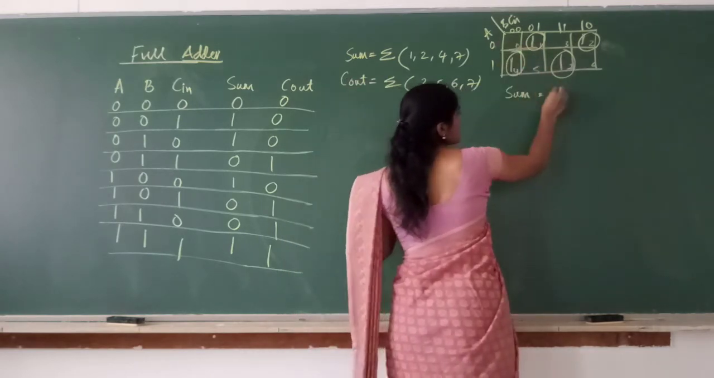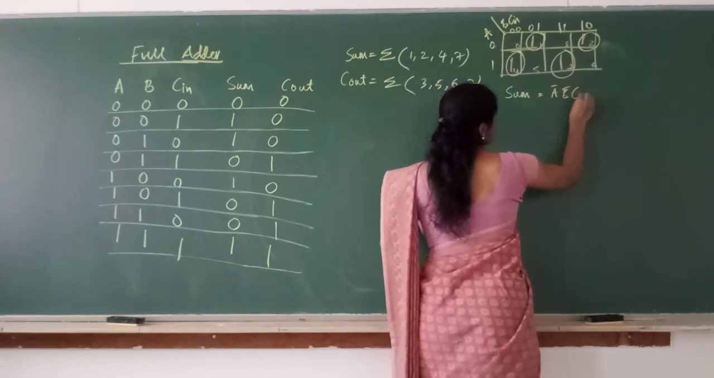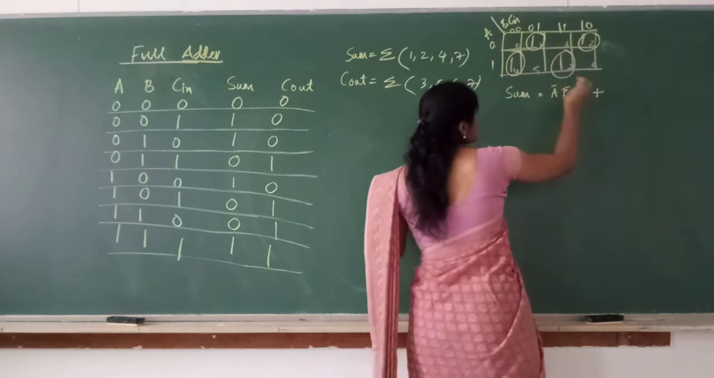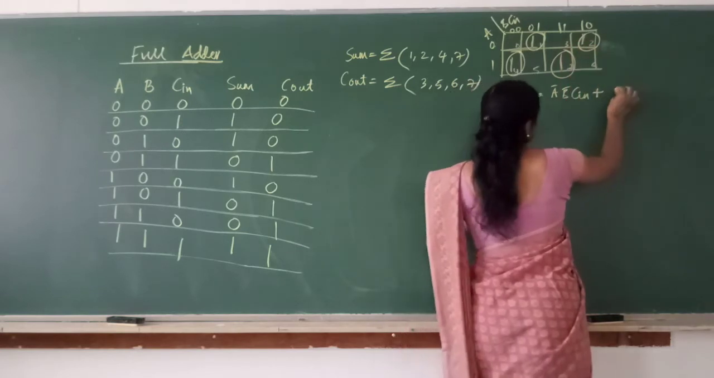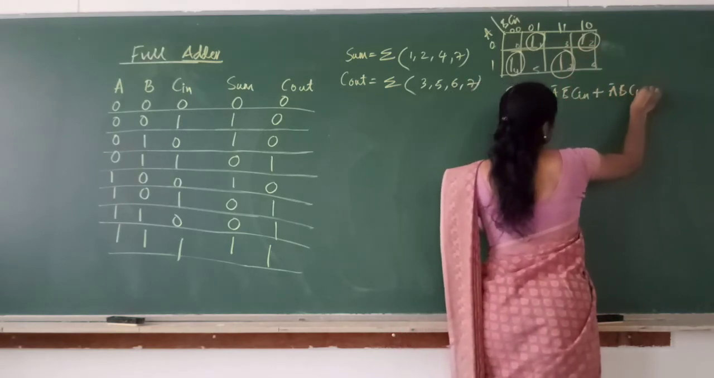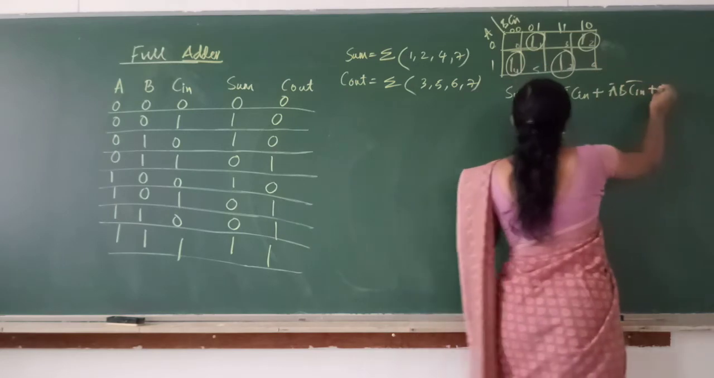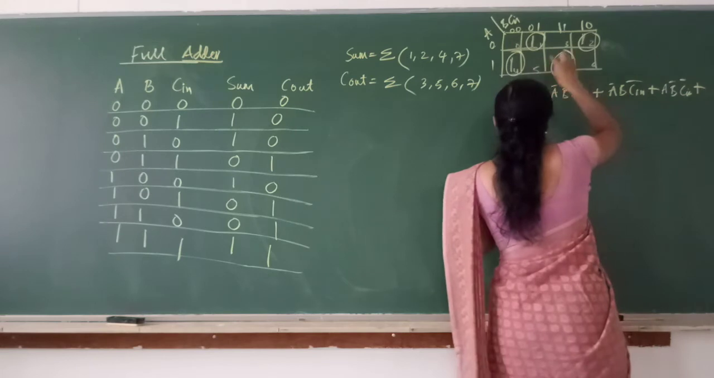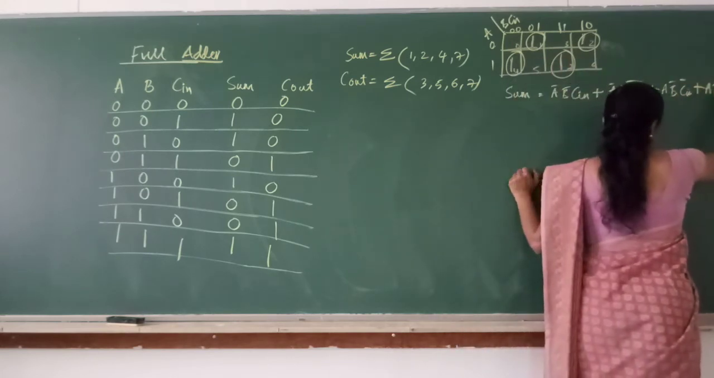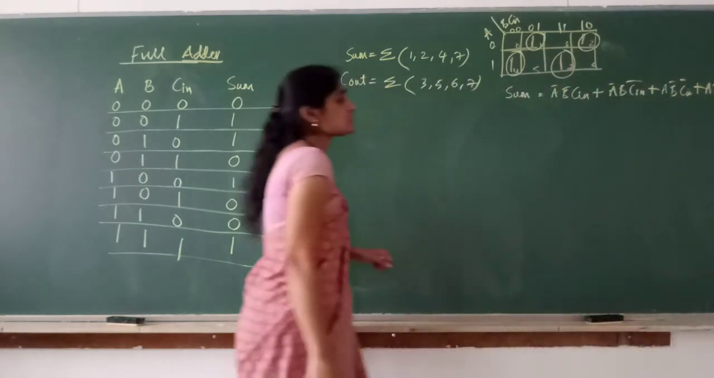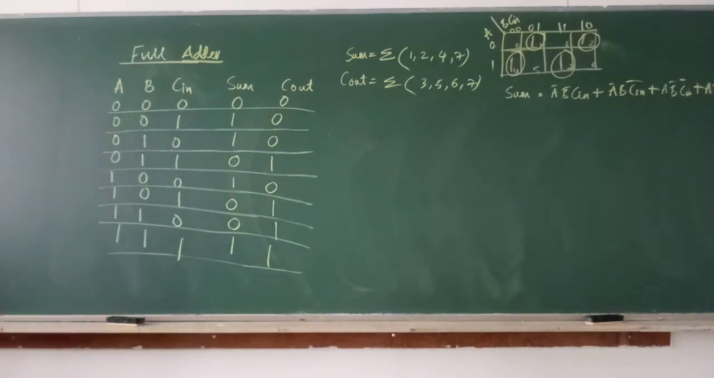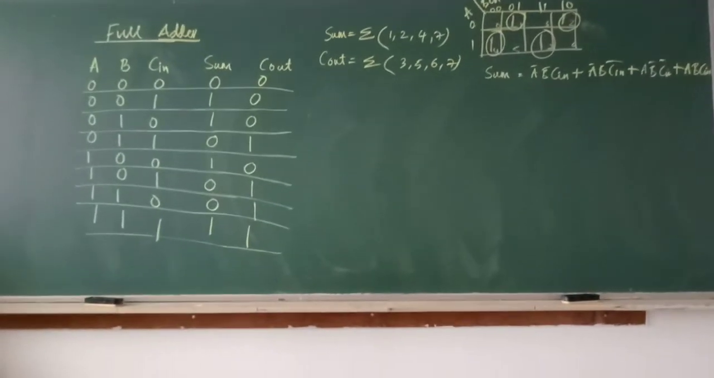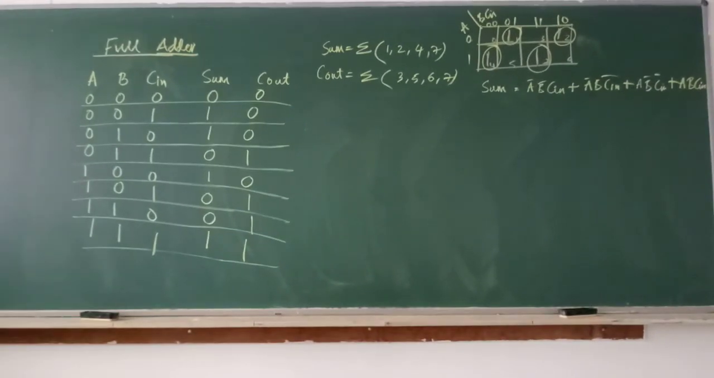Sum is equal to what? For 1 I get the equation as A bar, B bar, C in, plus for 2 the equation is A bar, B, C in bar, plus for 4 it is A, B bar, C in bar, plus for 7 the equation is A, B, C in. So this is the equation for sum. Can you see the equation whatever I have written?